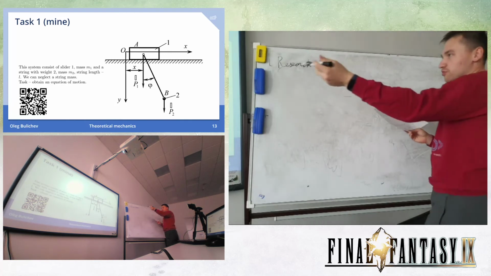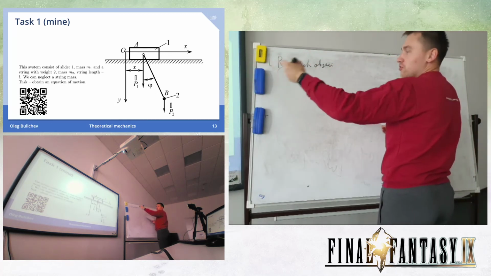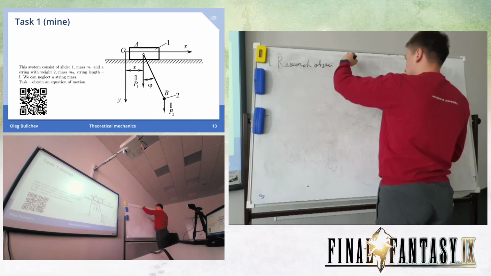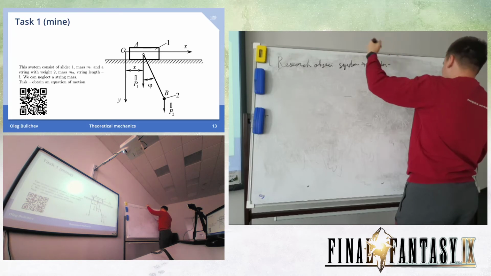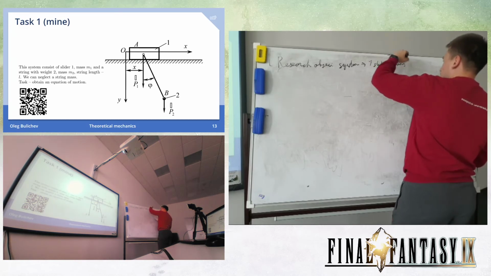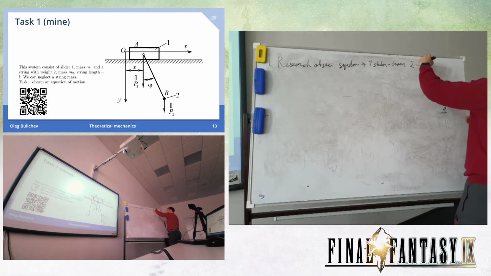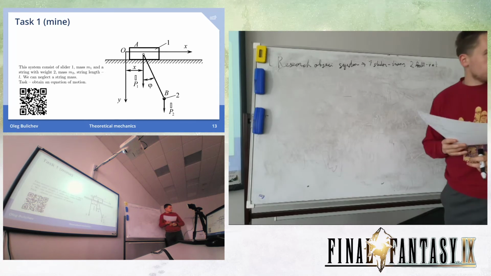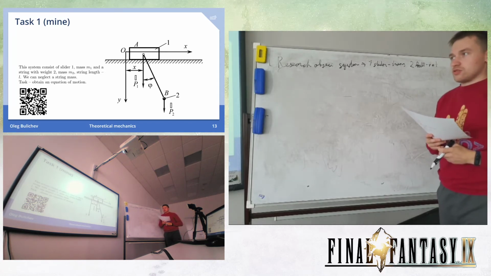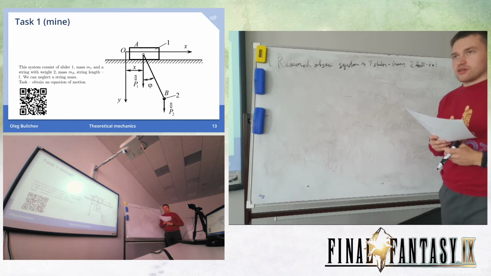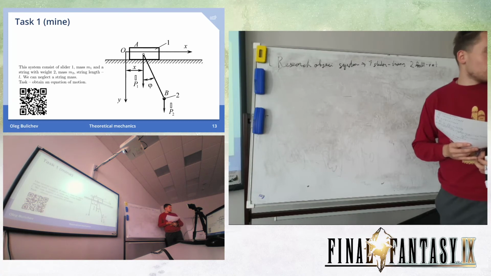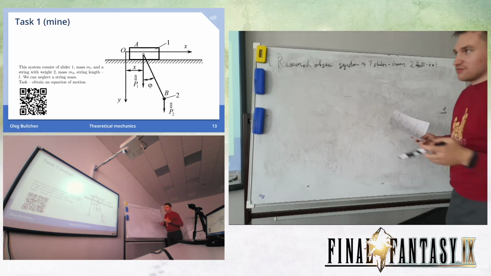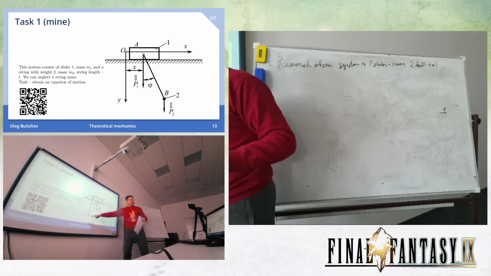Yes, research object. What will it be? Actually, I wrote it already. A system of two bodies. One slider, horizontal. It will be translatory motion. Second, a ball with rotational motion, like hanging on a string. An inverse pendulum. It's not fixed. It's an inverse pendulum with x, y.